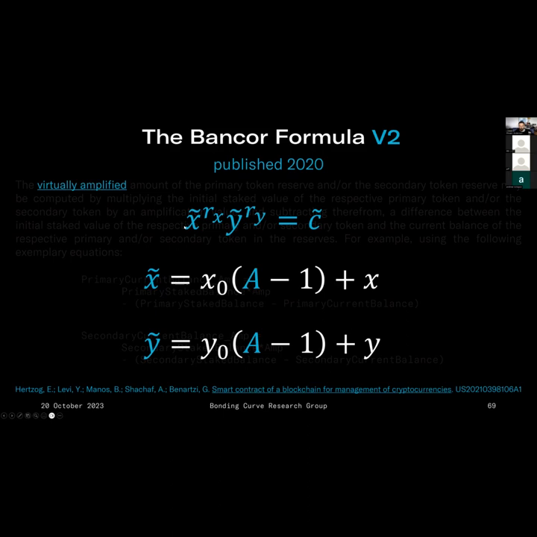It's just that now, instead of using the X balance directly, it's now X tilde, where the tilde is telling you that this is a virtualized system. The bonding curve is much larger than it should be, meaning that it can run out of tokens at any time.